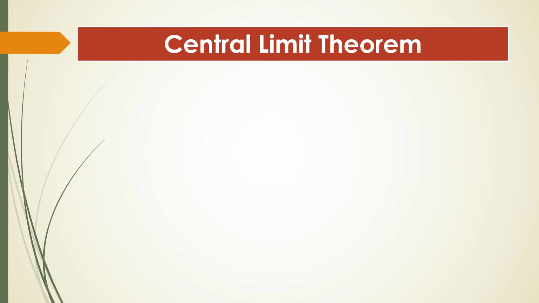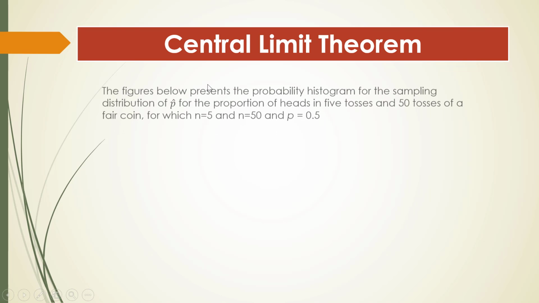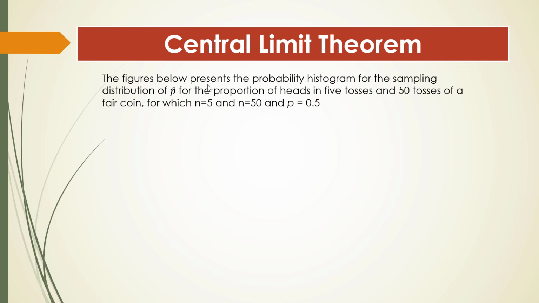So now we go to the most important thing in this topic, the central limit theorem for the proportion. Last video we learned about the central limit theorem for the mean, and now we learn the central limit theorem for the proportion. Basically, we're going to construct the histogram and the density curve for the sample proportion when the sample size increases, and observe how the shape of the histogram and the shape of the density curve change when the sample size increases.